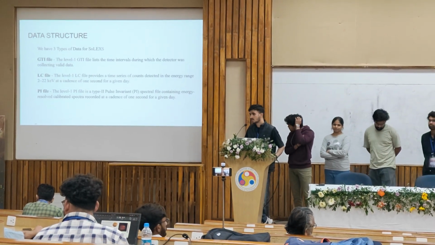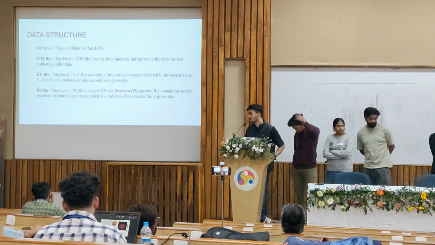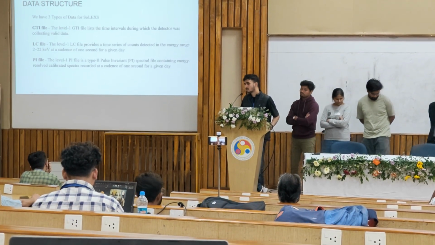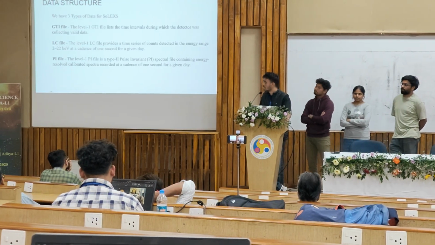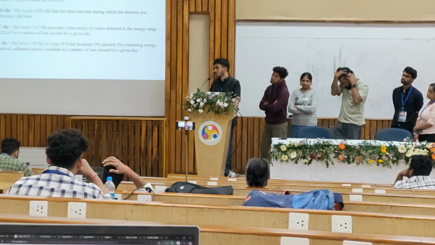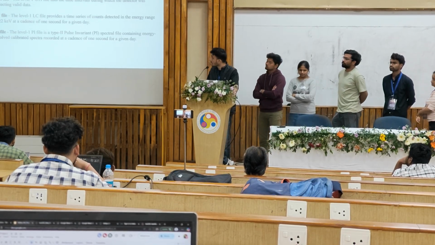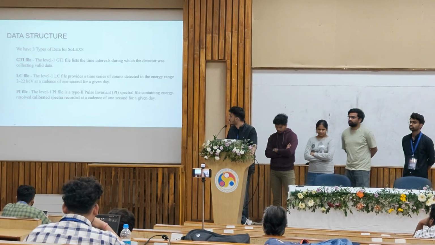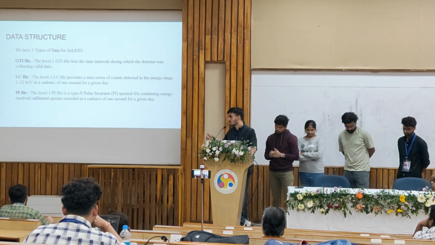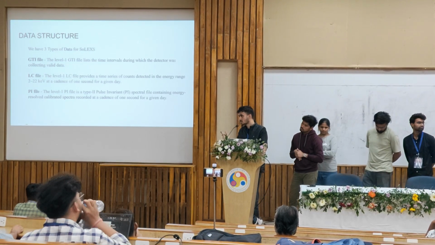As I said in the earlier slide, there are 3 types of data. The GTI file is the good time interval file. It gives the time intervals of valid data of a day. LC stands for the light curve file, and it keeps the photon counts in the energy range, which for SoLEXS is 2 to 22 kiloelectron-volt. Then the PI file is the pulse invariant spectral file, which we can use for the recorded pulses for the spectrum, and it gives the time interval per each pulse in a day.